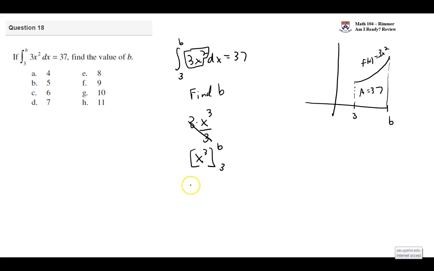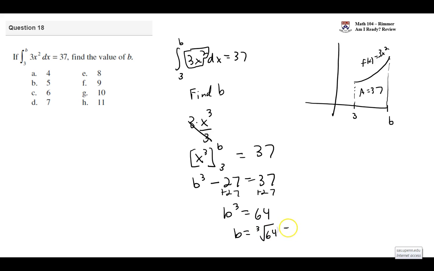Fundamental theorem of calculus. b cubed minus 27 is 37, the set area. And so we add over the 27 and we get the fact that b cubed is a convenient value, 64, making b the guy that you cube to get 64, which is 4.